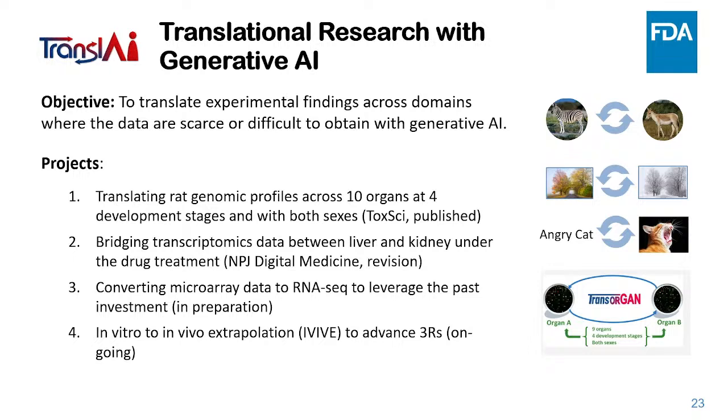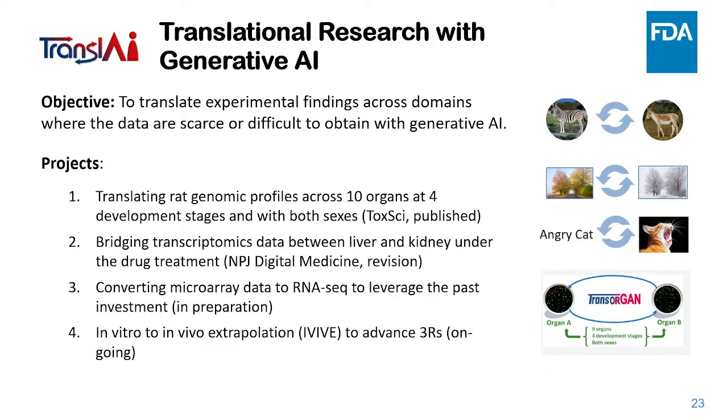Then we took a step further and looked at drug treatment. If I treat the animals and only look at the liver, and I have the liver gene expression data, can this data be used to predict what's happening in the kidney, or vice versa? We did very extensive work, and this paper has been accepted by npj Digital Medicine, a very good journal.